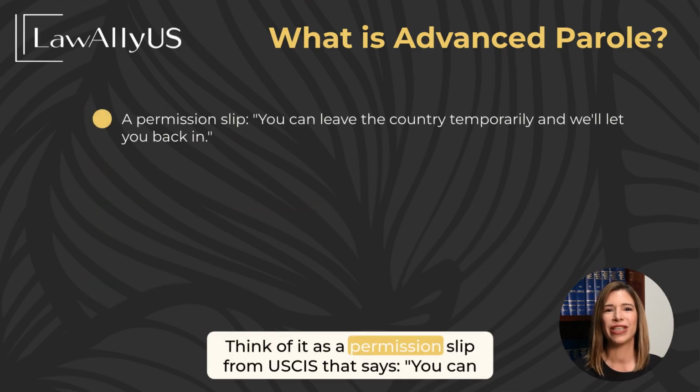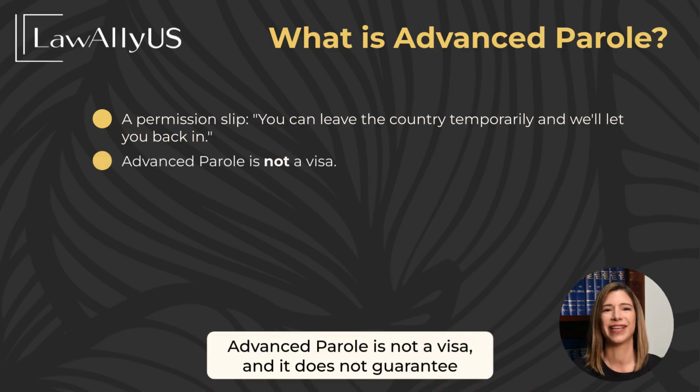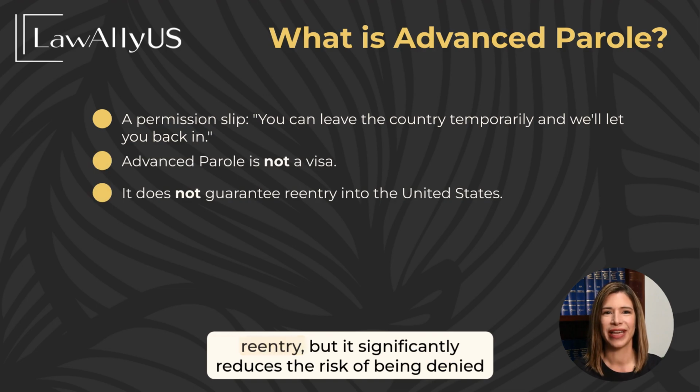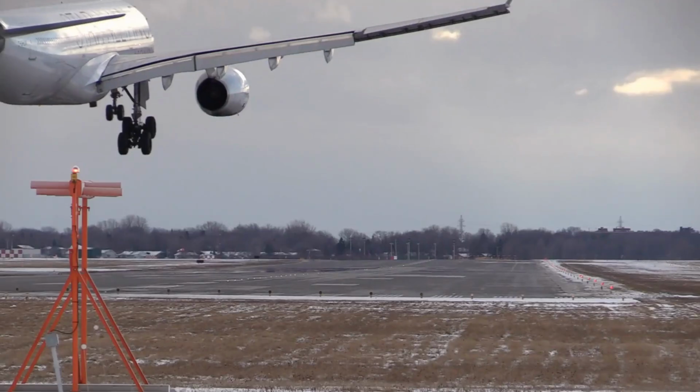Think of it as a permission slip from USCIS that says, "You can leave the country temporarily and we'll let you back in." Advanced parole is not a visa, and it does not guarantee re-entry, but it significantly reduces the risk of being denied entry. The CBP officer has the final word on who is allowed into the United States.